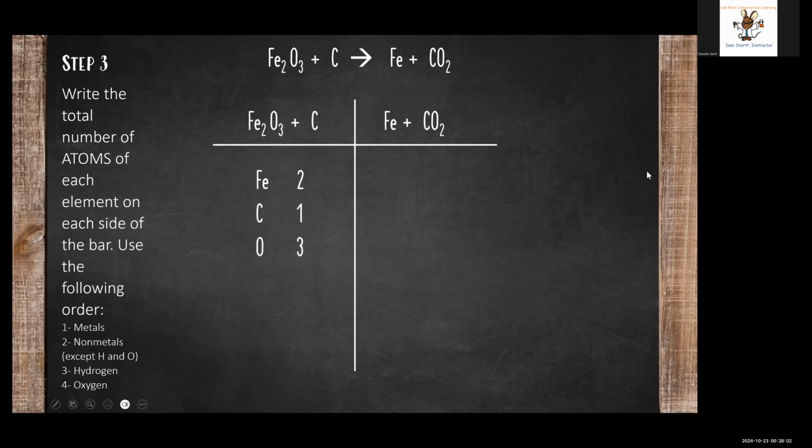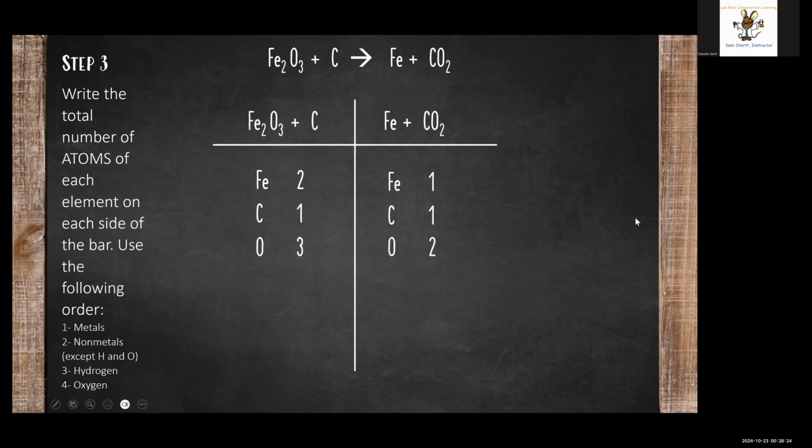So you're going to write them down. We have 2 iron, then we have 1 carbon, then we have 3 oxygen. So there's our metal. And then we did them just in order left to right. And then we had the non-metal, not really a situation. So then we got down to the oxygen. Same thing here, in the same order on both sides.